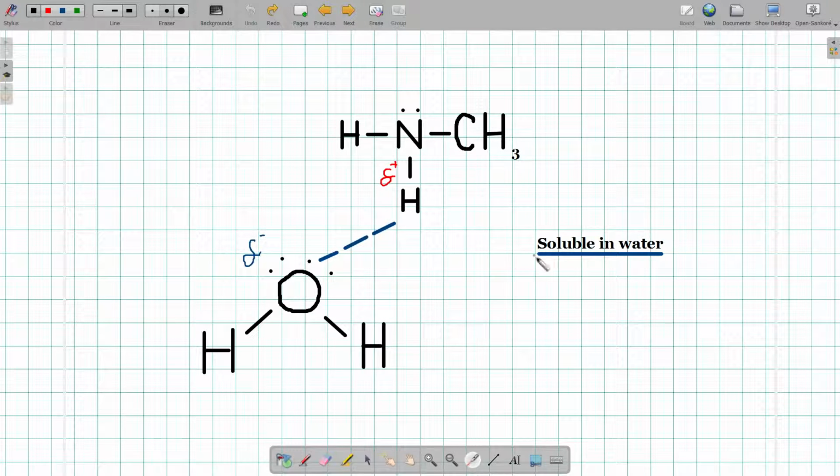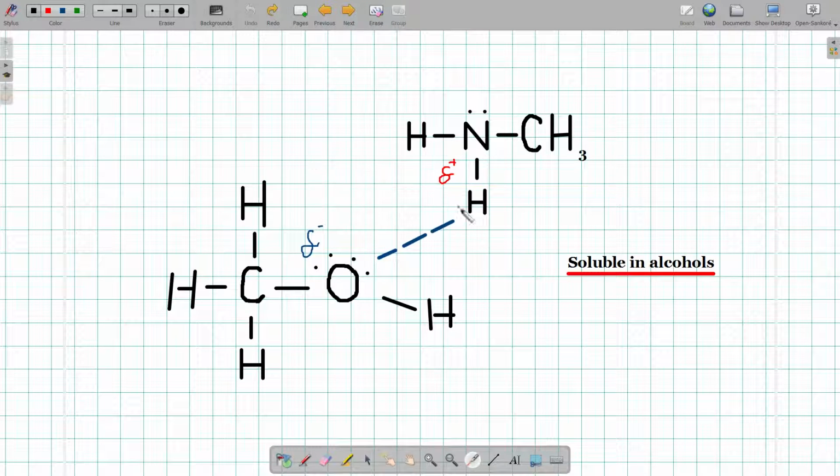You never know. Solubility of amines. Amines are very soluble in water because, like I said before, they can form hydrogen bonds. And this methylamine here, which is our key example molecule at the moment, is very soluble in water because it forms hydrogen bonds with the water molecules.